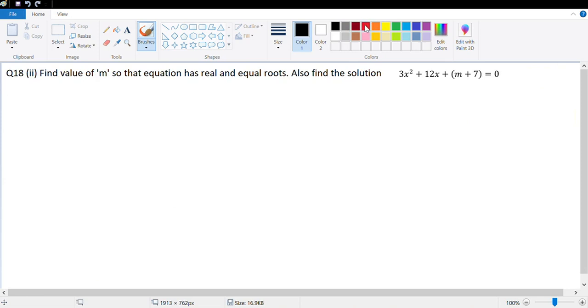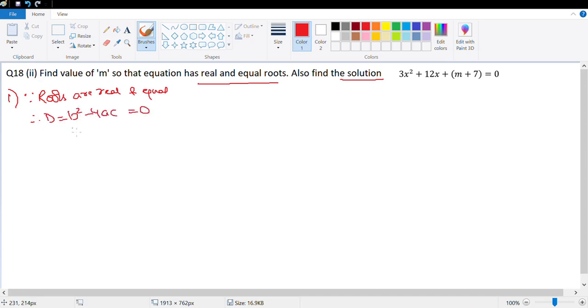The next one that we are doing is question number 18, part 2. It says find the value of m so that the equation has real and equal roots. Also find the solution. So first let's figure out the value of m, and then we'll solve it to find the value of x. So since roots are real and equal, which means b square minus 4ac is equal to 0. In this question, a is 3, b is 12, and c is equal to m plus 7.